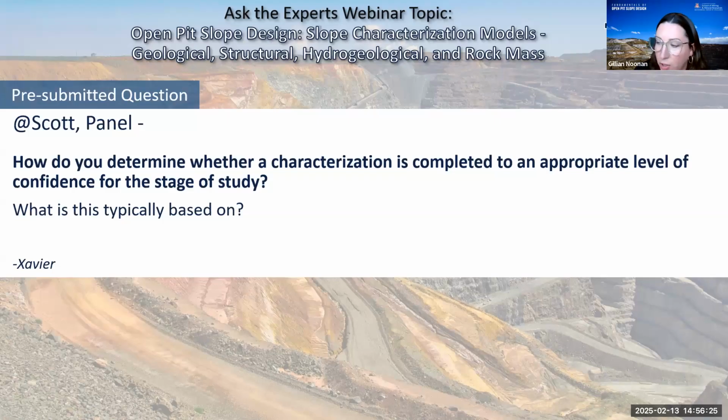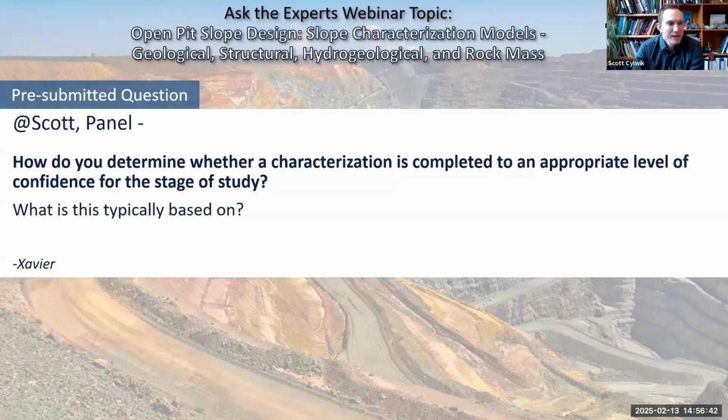The question is asking how you determine whether a characterization is completed to an appropriate level of confidence for the stage of study, and what do you typically base that on? So again, a broad, large question, but Scott, maybe you can tackle that one. Yeah, it's a hard question because it really does depend project to project. It comes down to what jurisdiction you are working in, because, SK 1300 or JORC, every jurisdiction will have its own different regulations.